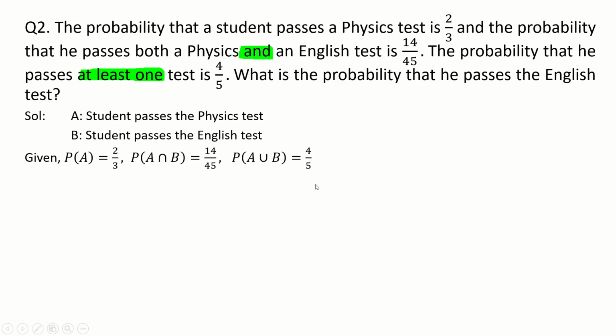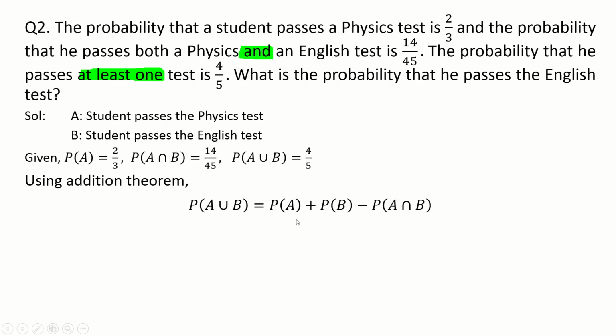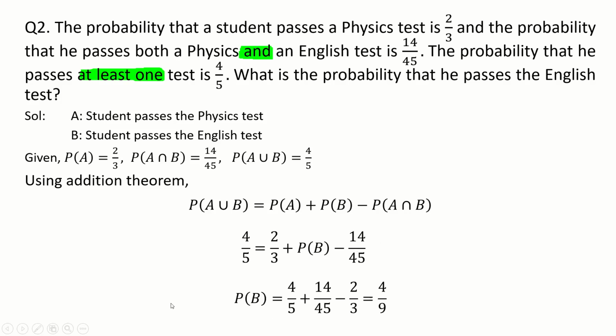Now you use the addition theorem. Put everything in the formula. So 4 by 5 equal to 2 by 3 plus probability of B minus 14 by 45. Take B on one side and solve. So you get 4 by 9.